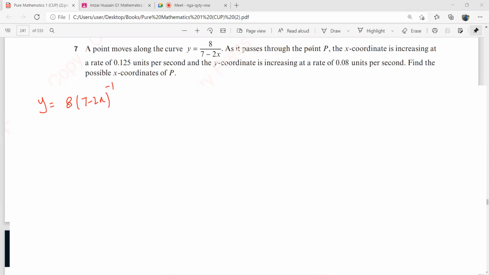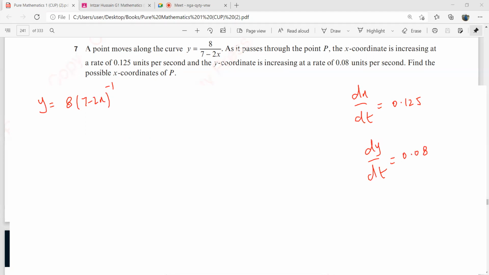It says, as it passes through the point P, the x coordinate is increasing at a rate. He's again giving us the x coordinate. Let's complete this question and then we will go to another question. So we are given dx by dt, that is equal to 0.125 units per second. And the y coordinate is increasing at this rate, so we are given the rate of change of y as well, that is 0.08. Find the possible x coordinates of P.